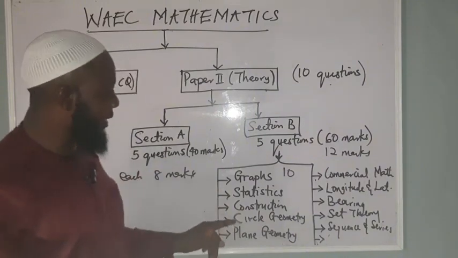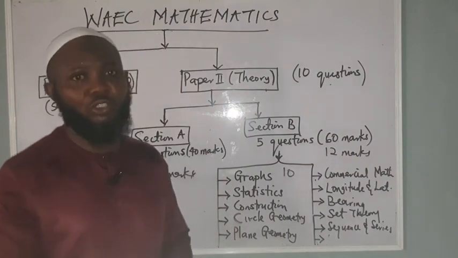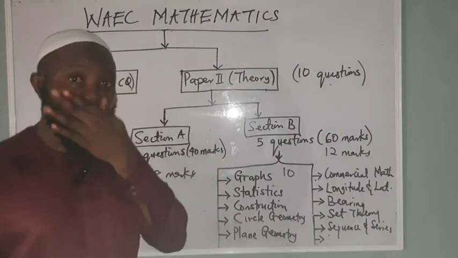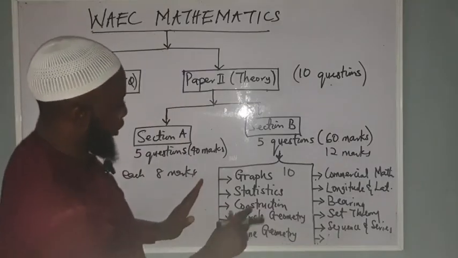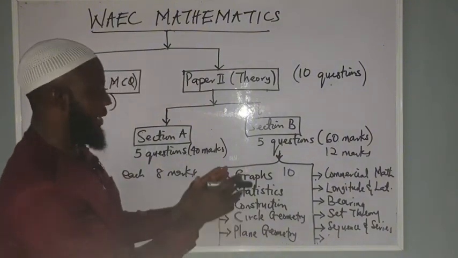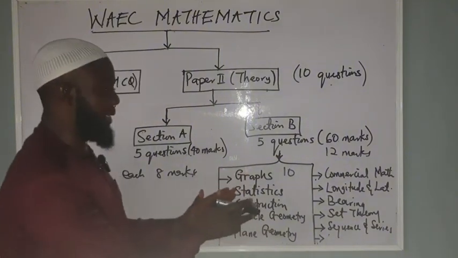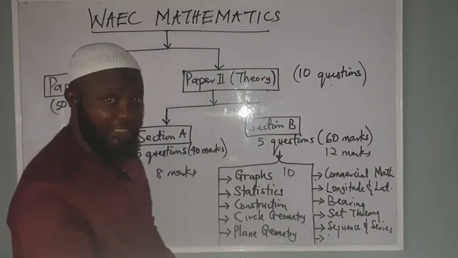So that is one. Then construction. Construction, you always see construction. And construction is one of the simplest topics in mathematics if you know what you are doing. Having known that these topics listed out here, not limited to them, are inevitable topics that will come out in your WAEC, so what is now the strategy?